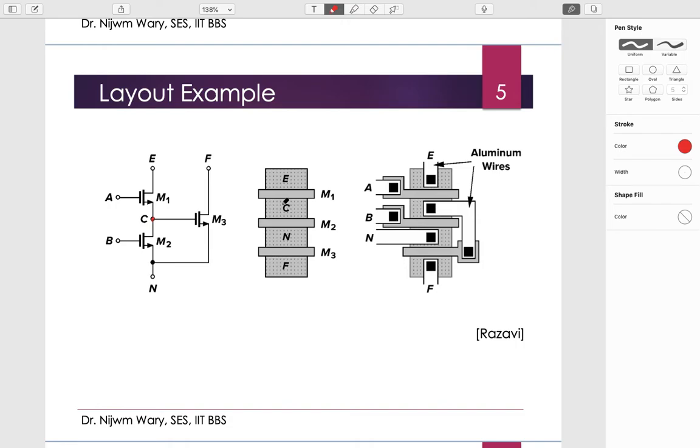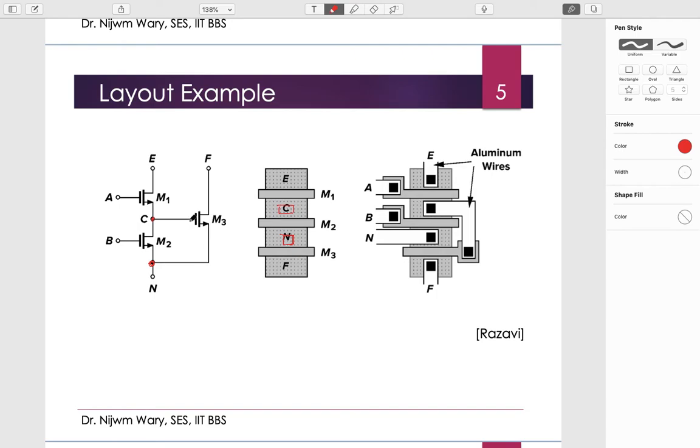Basically in this diagram, the source and drain contacts are not shown, but it is something like this. Here, for M1 and M2, we are trying to share the contacts between the source of M1 and the drain of M2. We are stacking all the transistors. Then for M3, the source of M2 will be connected to the source of M3. So this is the node N, where the source of M2 and the source of M3 are connected together, right?